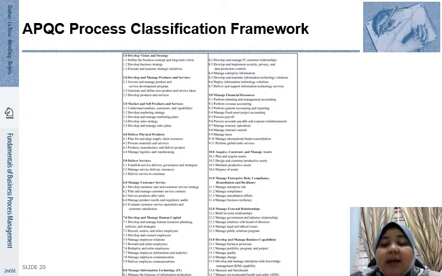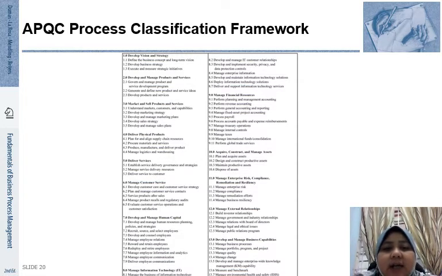Apa beza categorizing and classifying? Dia ada beza dia kan? Nanti saya boleh tanya nanti dalam tutorial. Okay. So basically classification, dia ada level dia lah.